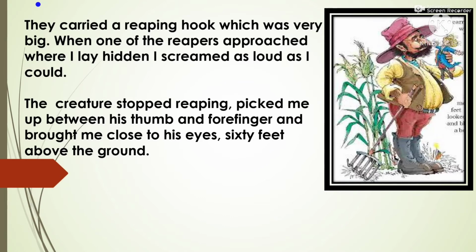The creature stopped reaping, picked me up between his thumb and forefinger, and brought me close to his eyes, 60 feet above the ground. When the creature heard the sound of Gulliver, he picked Gulliver up with his thumb and forefinger and brought him close to his eyes. You can see in the picture, the eye of the creature was 60 feet above the ground. That means how tall the creature was, you can imagine.